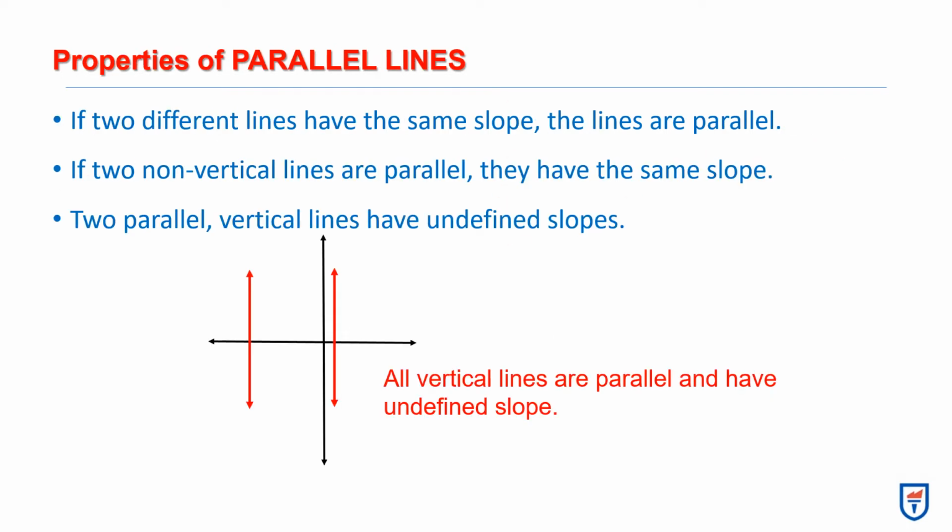Here are the properties of parallel lines. If two different lines have the same slope, those two lines are parallel. If two non-vertical lines are parallel, they have the same slope. Two parallel vertical lines have undefined slope. These are two vertical lines. Any linear equation that gives a line running vertically, parallel to the y-axis, has an undefined slope.